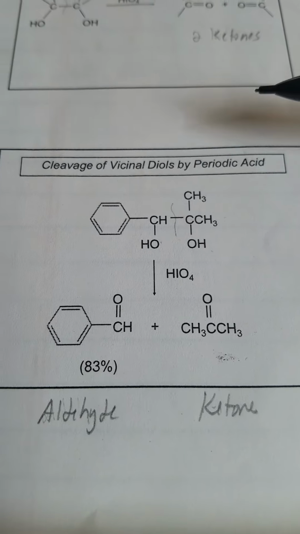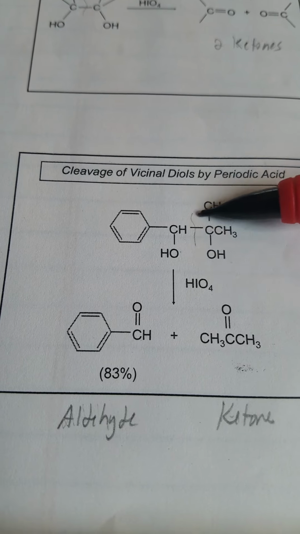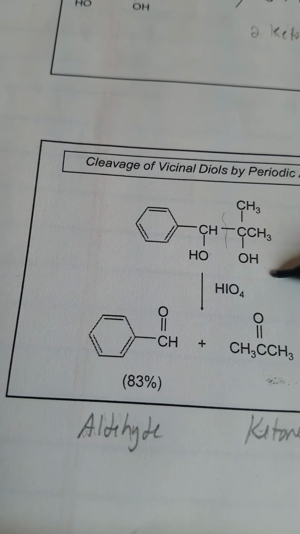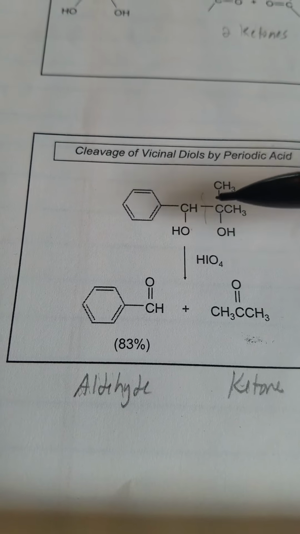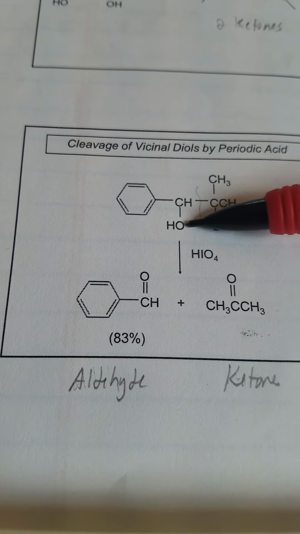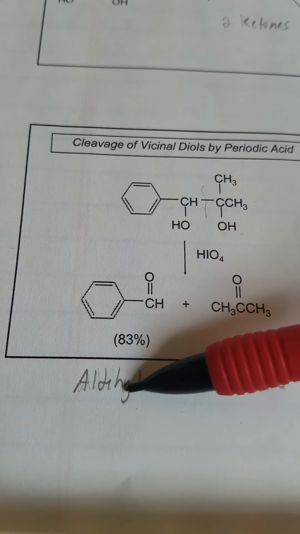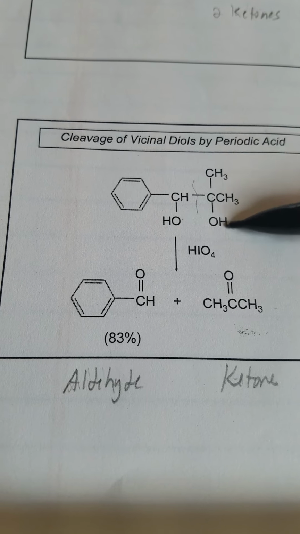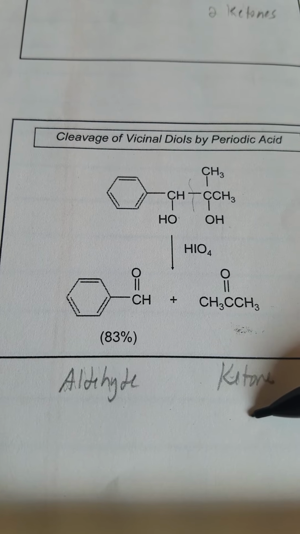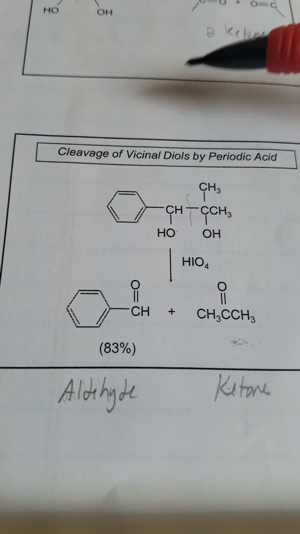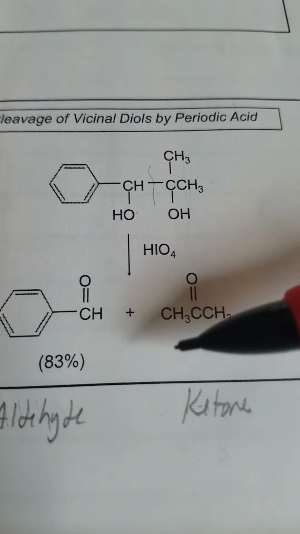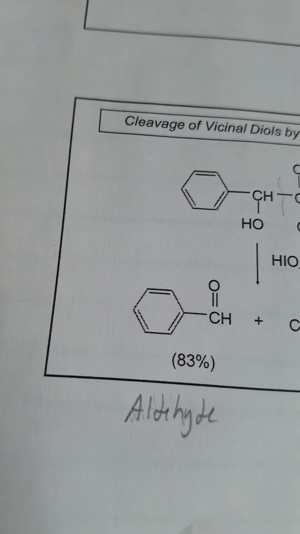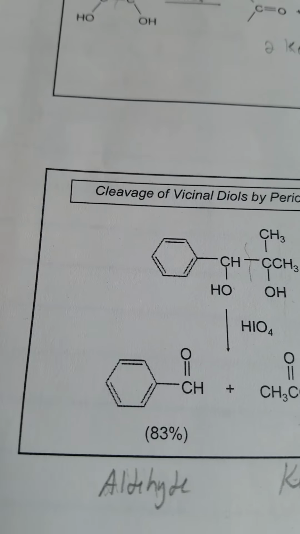And in our second example, we're again going to break the bond between the two carbons with the OH groups on them, using our periodic acid. And in this particular one, since this is terminal, or on the end, it would be an aldehyde. On this one, since this is a secondary alcohol group, you'd form a ketone. So you can either form two of the same kind of thing like you did up here with the ketone, you could form one of each, or you can form two aldehydes. It just depends on what's attached to the carbons that have the OH groups on them.